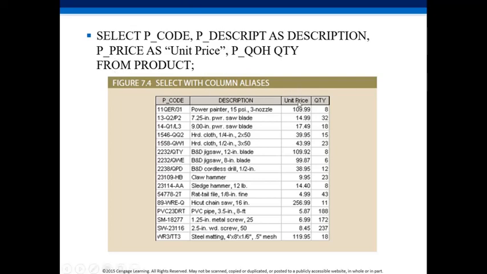Same with P price as unit price, which renames it, and quantity as quantity. Okay, so from product. So try it. The output is P code, the description, the unit price, and then the quantity. So description is the P descript, unit price is the P price, and the quantity is the P quantity. So let's try that in SQL.